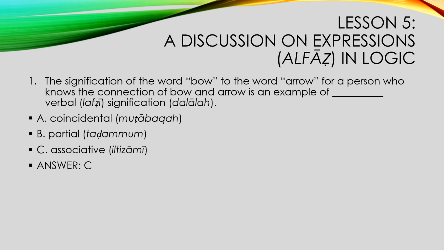So the answer is C, that is associative or iltizami. So the signification of the word bow to the word arrow for a person who knows the connection between bow and arrow is an example of associative verbal connection signification.